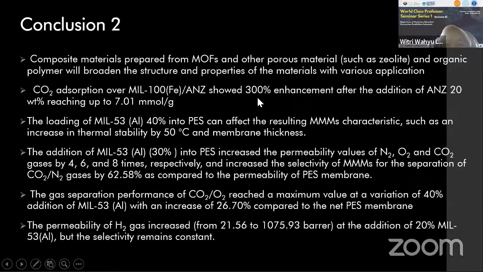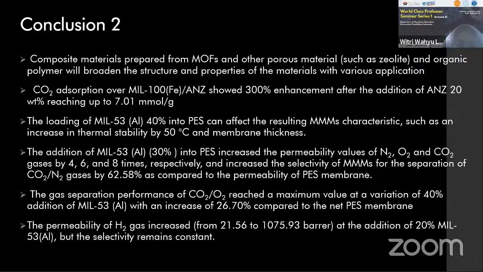So, a 3 times enhancement after the addition of 2% weight, which reaches up to 7 millimole per gram. And then the loading of MIL-53 Al, for 4% into PES, can affect the resulting membrane characteristics, as an increase in thermal stability of around 50 degrees Celsius, and then the addition of 30% weight of MIL-53 Al can also increase the permeability of nitrogen, oxygen, and carbon dioxide gases. Until here it is 8 times.